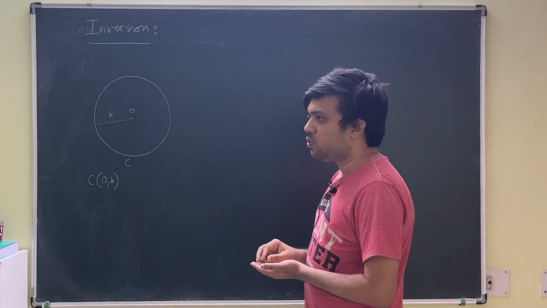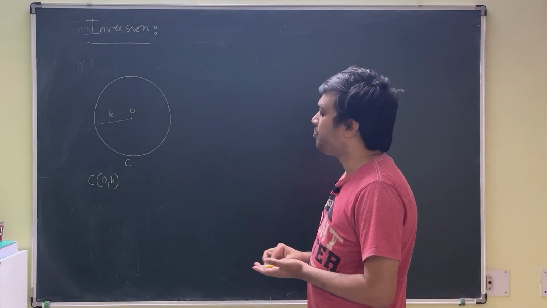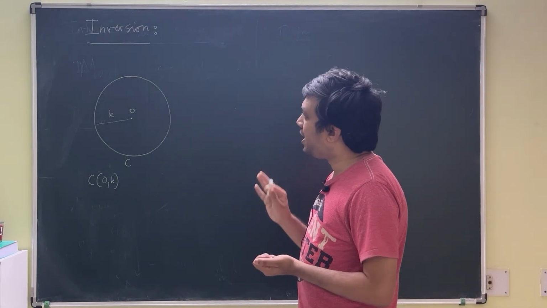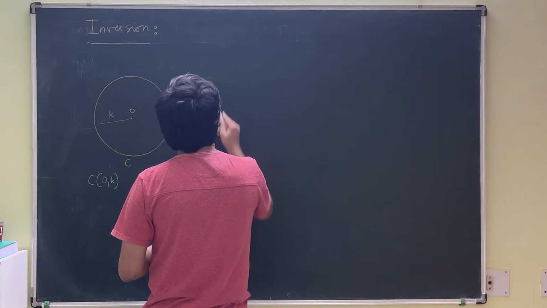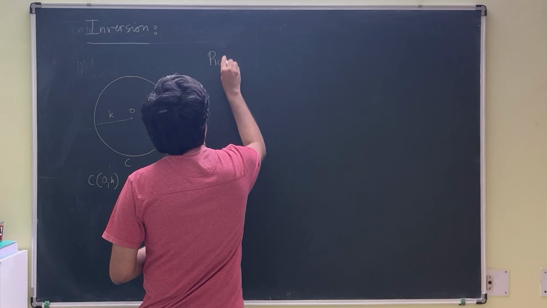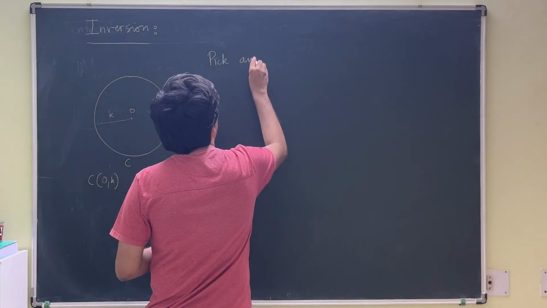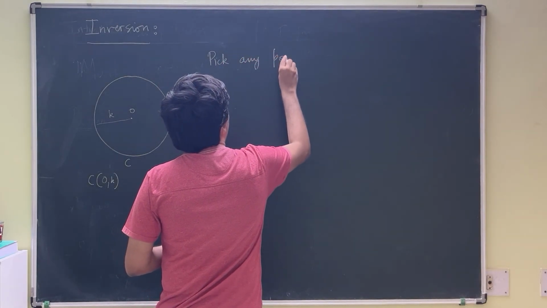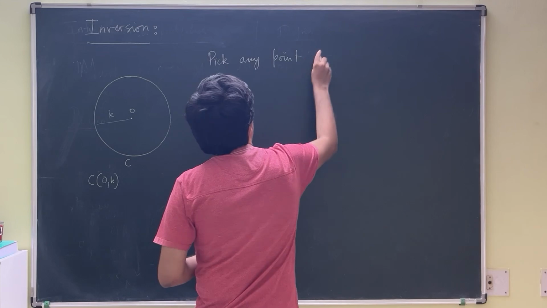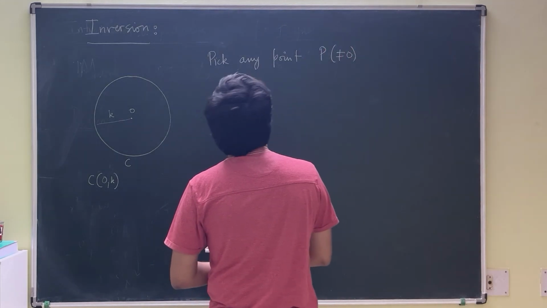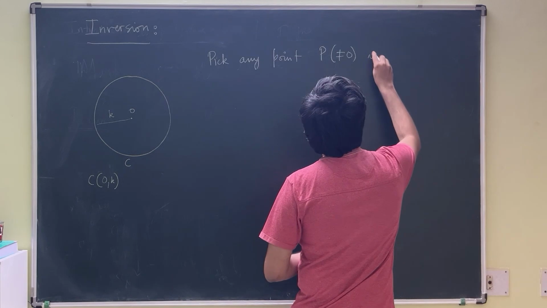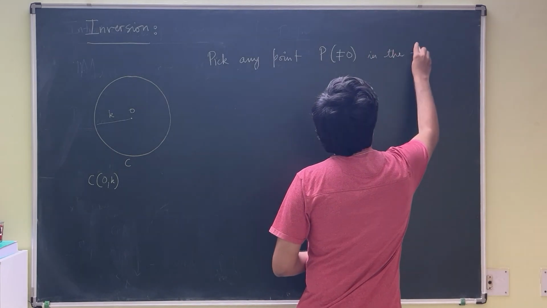Now what we can do is a transformation of the plane. Pick any point P in the plane. Not really any point, but any point P except the center O. Pick any point P other than O in the plane.